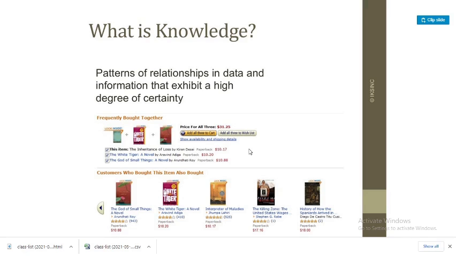Then what is knowledge? Knowledge is patterns or relationships in data and information that exhibit a high degree of certainty. See here now, patterns of a relationship. As I told in the previous example, the one who is purchasing this will also purchase that. One who is purchasing milk will purchase bread.